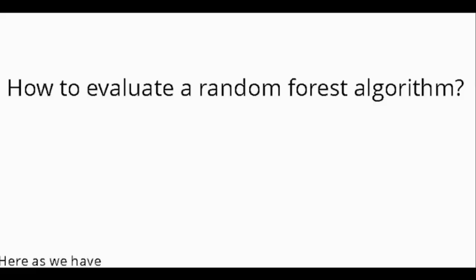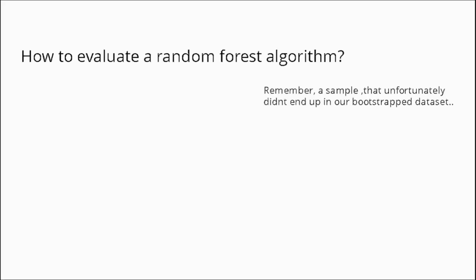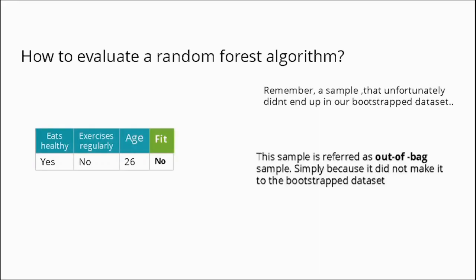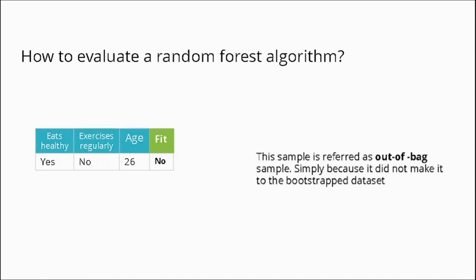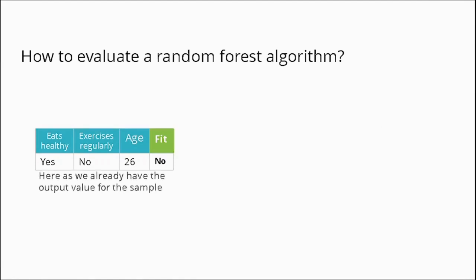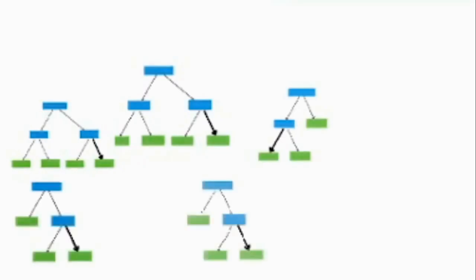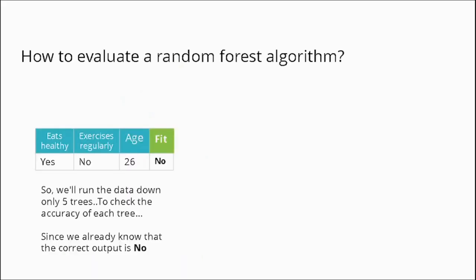Question: how do we evaluate a random forest? Remember that we unfortunately did not include a sample from our original dataset in our bootstrap dataset. Note that this row didn't end up in our bootstrap dataset. This sample is referred to as an out-of-bag sample simply because it did not make it to the bootstrap dataset. Since we already know that the correct output is no, we just have to see what each tree predicts. Although in practice we have hundreds of trees, here for simplicity's sake let's consider only 5 trees. So we'll run the data down only 5 trees to check the accuracy of each tree.